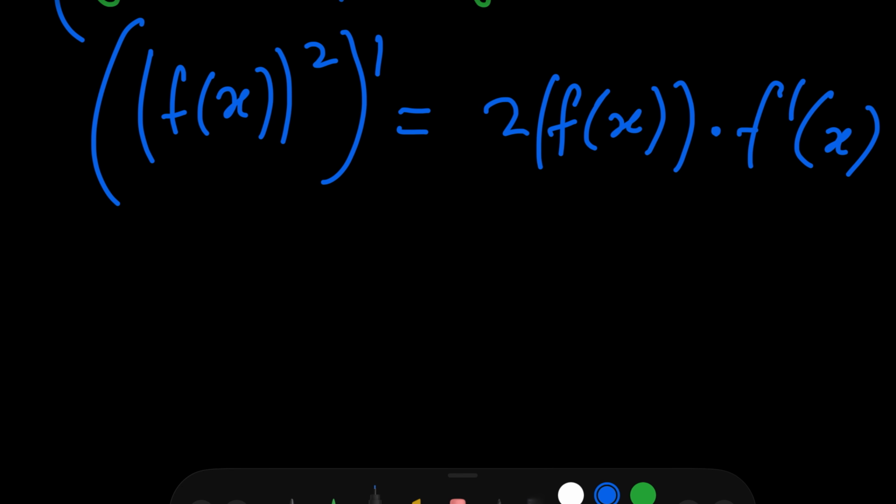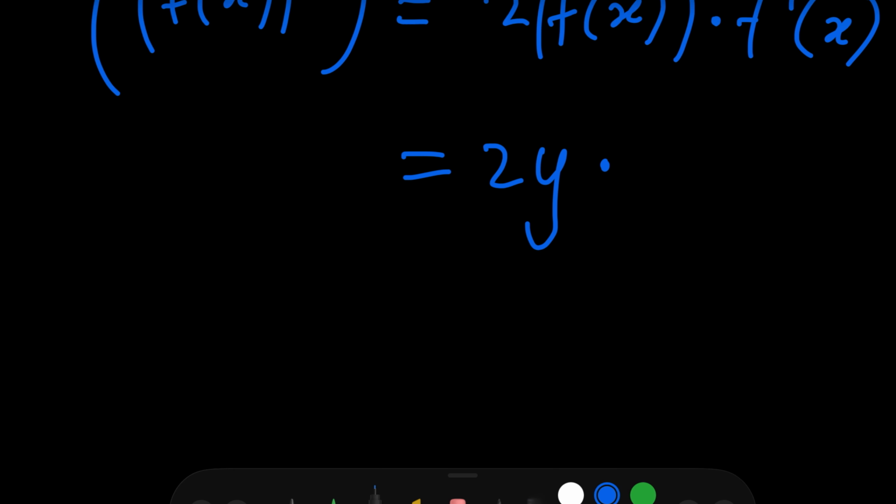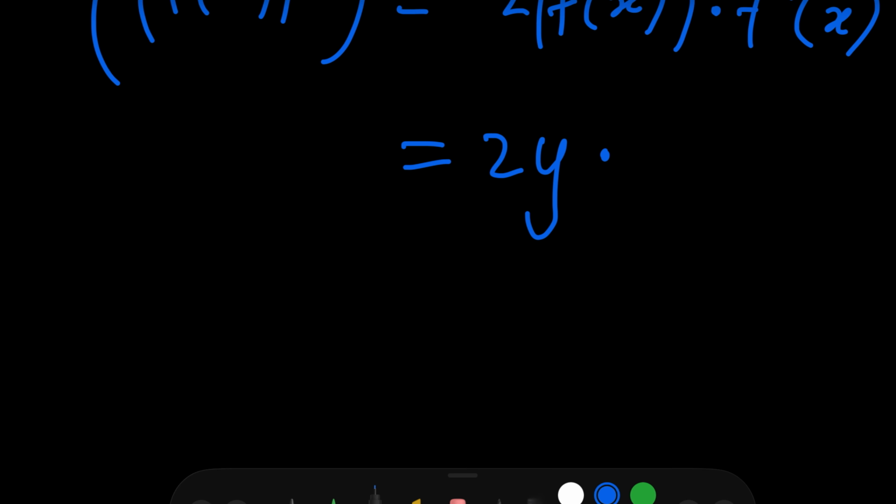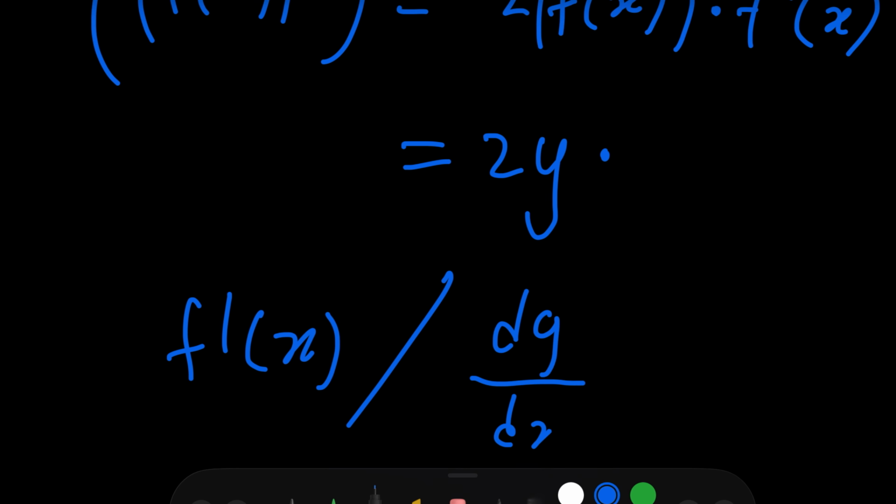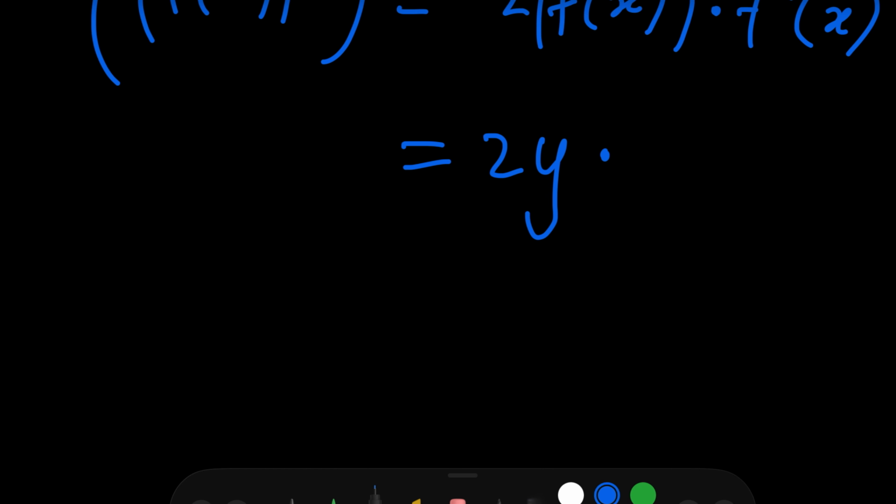And now we can just substitute back in y instead of f of x, and we'll get our final answer. So we know f of x is y, so we can say it's the same as 2y times, and then we can write f prime, because remember we talked about this in the first video. The way we can write a derivative is f prime of x, but we can also write it as dy over dx, right? So we get 2y times dy over dx.